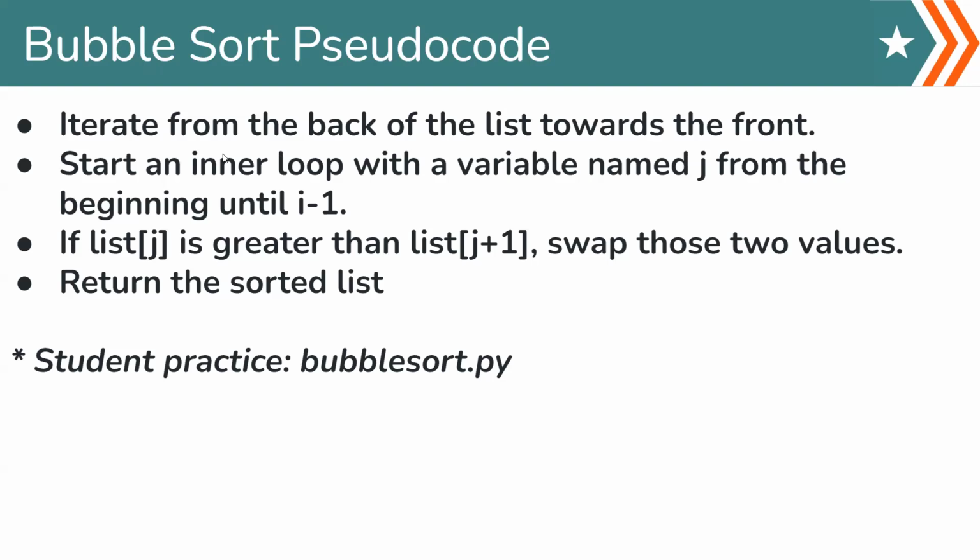You're going to start an inner loop with a variable named j from the beginning until i minus 1. So i is the outer loop, the inner loop will be j. You essentially use this inner loop to do the sorting itself. Finally, as you're inside this inner loop, you're going to compare both values of this nested loop. You're going to say if list[j] is greater than list[j+1], you can swap the two values. And then at the very end, you're going to return the sorted list.